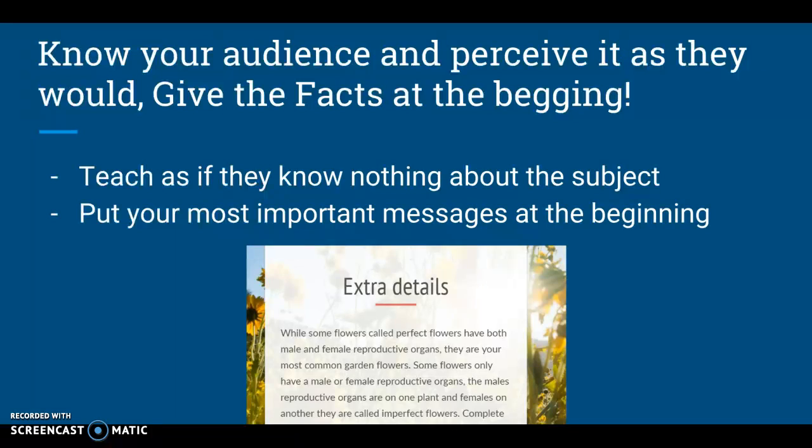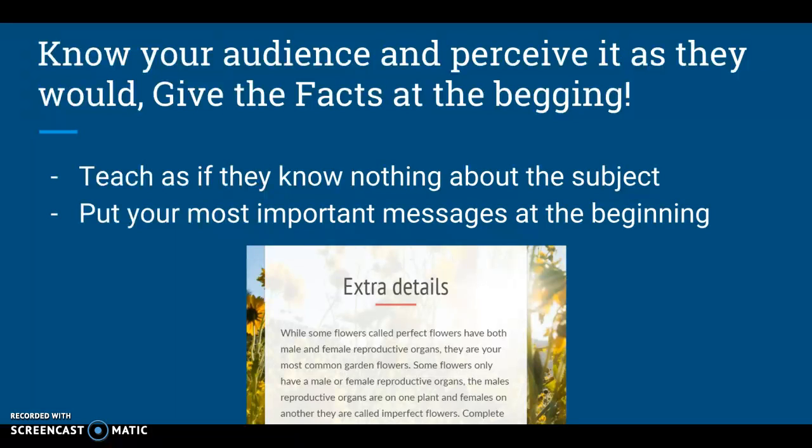Now, knowing who your audience is and how they perceive something is very important because you never know who's coming to your website. So you always want to keep that in mind. You don't want to lead your website more towards someone who's more knowledgeable in your subject or someone looking something up for the first time. So you want to keep it very general so that everybody who comes to your website can understand and be able to take something away from it. You always want to teach as if they know nothing about the subject, which is a very true fact when it's on an online website because you don't know who's coming to it.